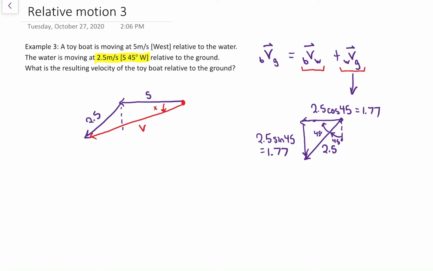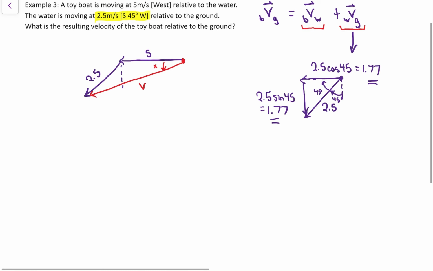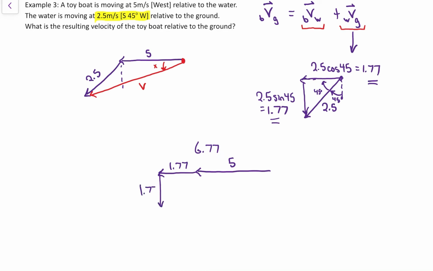Busy day. Where the 5 ends, instead of adding 2.5 on an angle, I can add these 2 vectors. I can add the 1.77 pointed west and the 1.77 added south. So instead of that triangle with the big 135-degree angle, I've got 5 pointed west. Where that one ends, I add the next 1.77, also pointed west. I can do that pattern in my head. They add to 6.77 pointing west. Then I've got the other 1.77 pointed south.